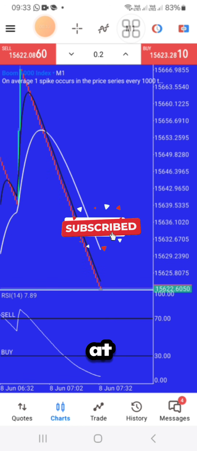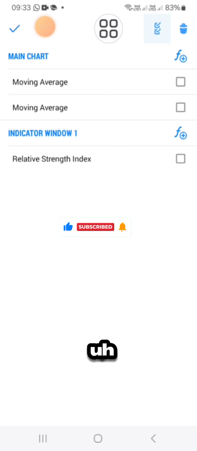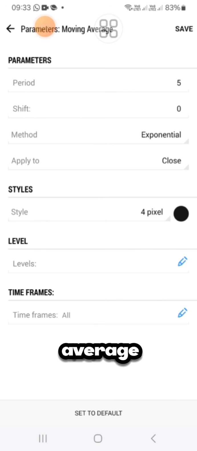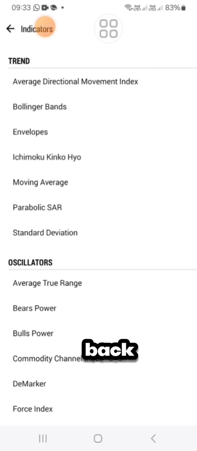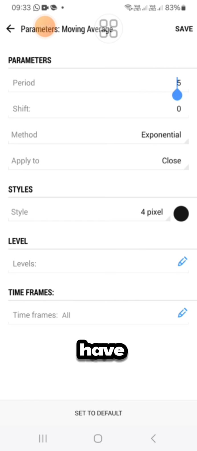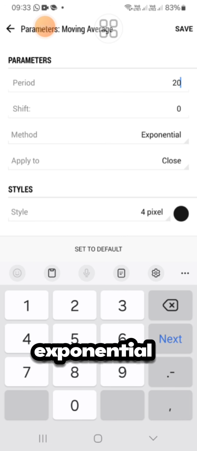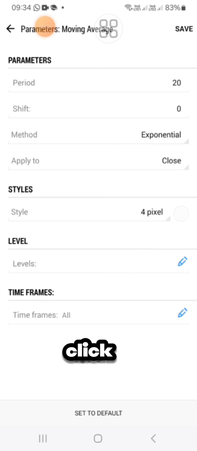So let's quickly look at the settings for this particular strategy. I'm going to delete everything. The first indicator is the moving average, with a period of 5, shift 0, method exponential, apply to close. Then the style is 4 pixels with the color black. Then we go back to the moving average again, now with period 20, method exponential, shift 0, apply to close. Then the style is white, and you click save.